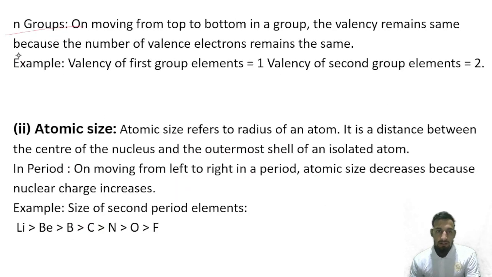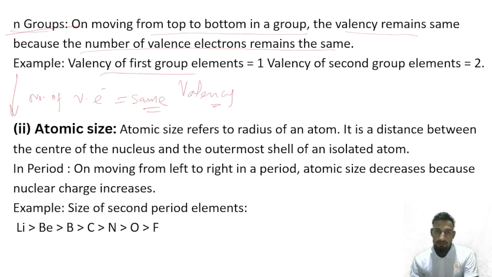How is it changing in going down the groups? On moving from top to bottom in a group, the valency remains the same because the number of valence electrons remains the same. तो ये हमने पहले भी देखा था कि डाउन द ग्रुप जब हम जाते हैं तो नंबर ऑफ वैलेंस इलेक्ट्रॉन्स सेम रहता है. सो जब वैलेंस इलेक्ट्रॉन सेम रहा तो हम कह सकते हैं कि the valency remains the same.